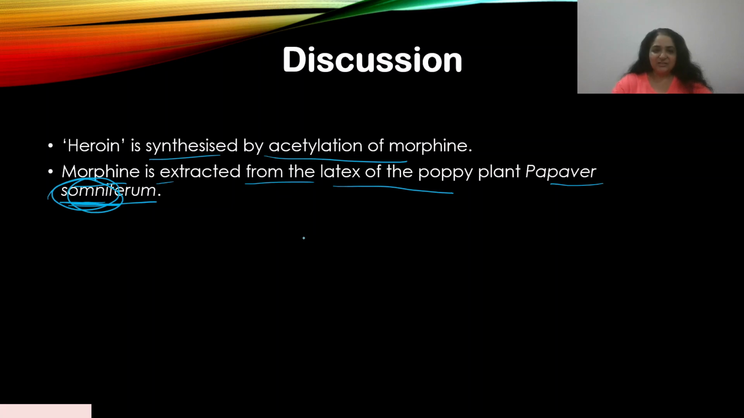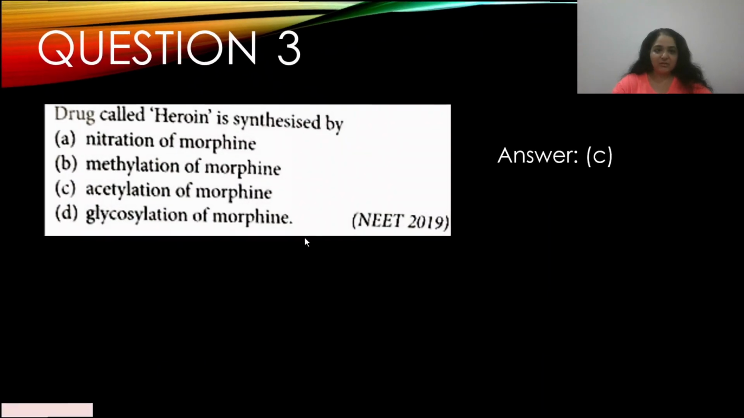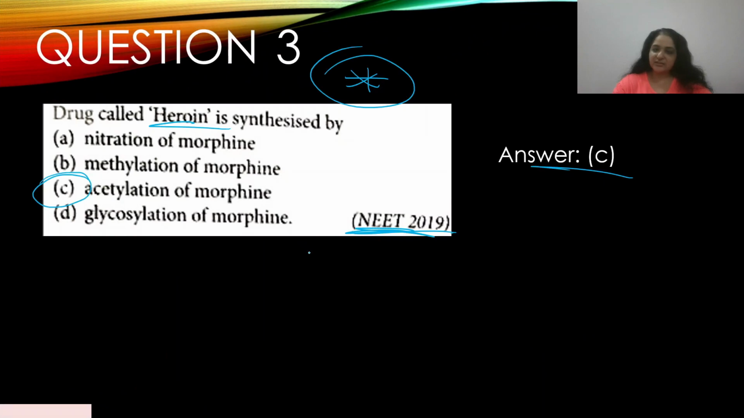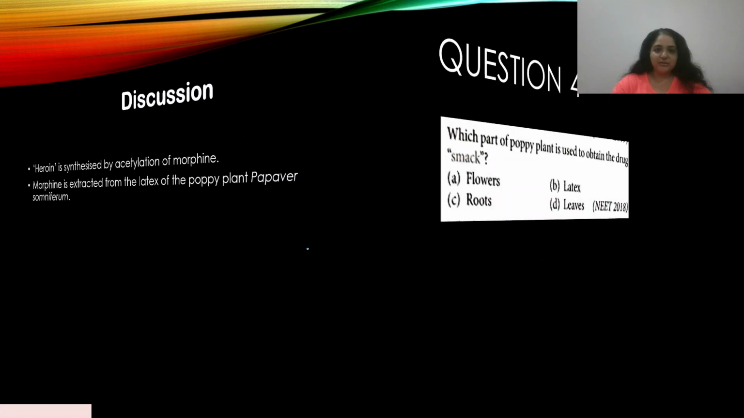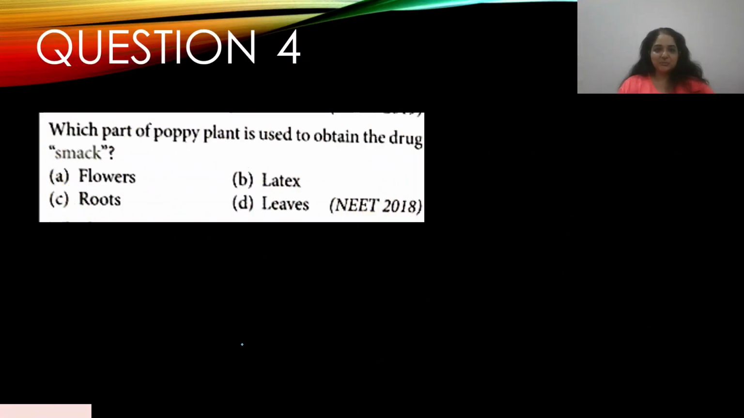Okay, I guess I've answered the question. A drug called heroin is synthesized by acetylation of morphine. Yep. Okay, let's move on then. Okay, so question number 4.